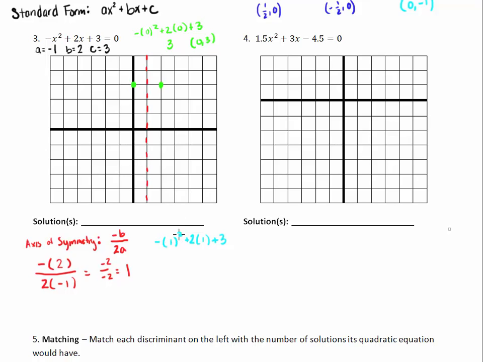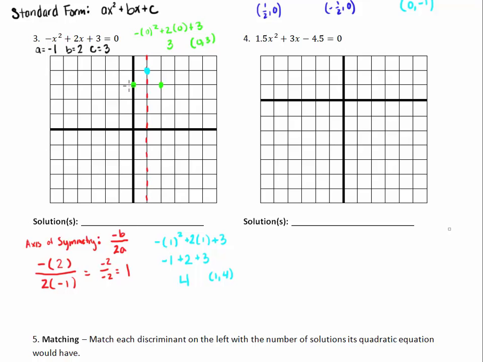So 1 squared is positive 1 times the negative is negative 1. So negative 1 plus 2 plus 3. So 2 plus 3 is 5. Subtract 1, or negative 1 plus 2 is 1, plus 3 is 4. However you want to do that. So that's equal to 4. So in this case, we plugged in 1, and we got out 4. So I plug in 1 and we get out 1, 2, 3, and 4. There is our vertex.